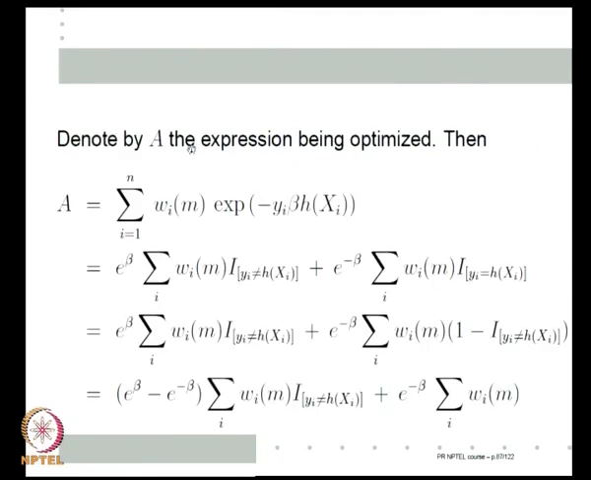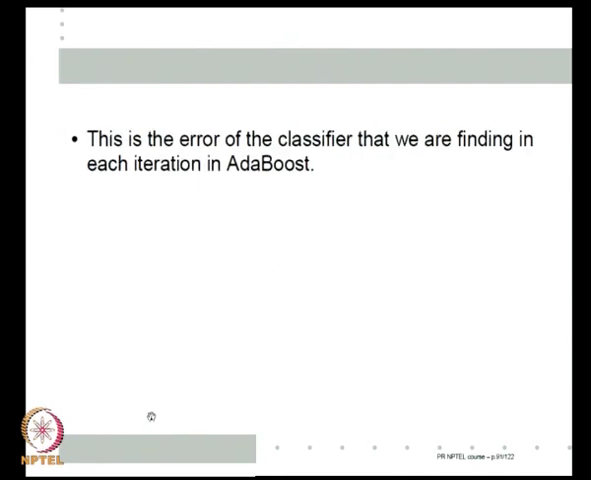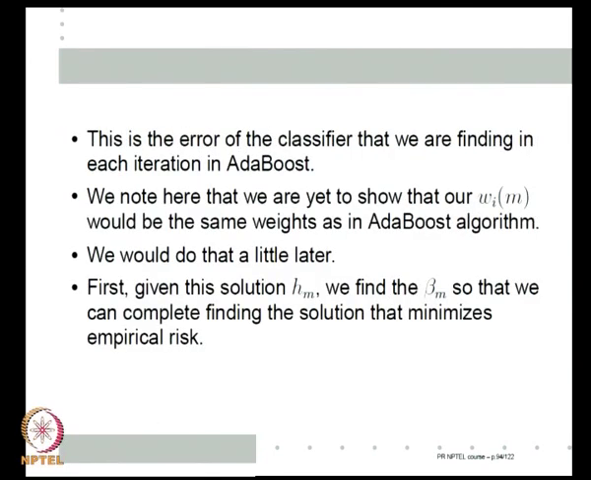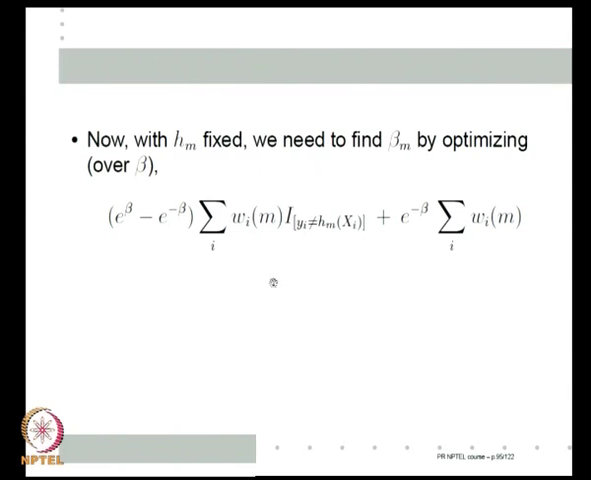We have already seen this is what is being optimized originally, and that is the same as this. Now, I know this term is optimized by h equal to h_m. So, I will put h_m there. So, now putting h_m there, I have to optimize this whole thing with respect to beta. Optimize meaning minimize this whole thing with respect to beta. So, to find beta_m by minimizing over beta, this term.